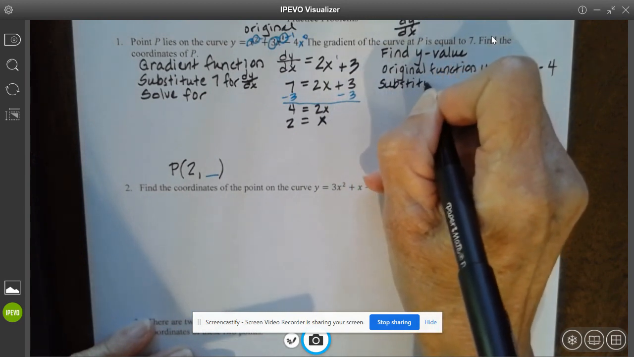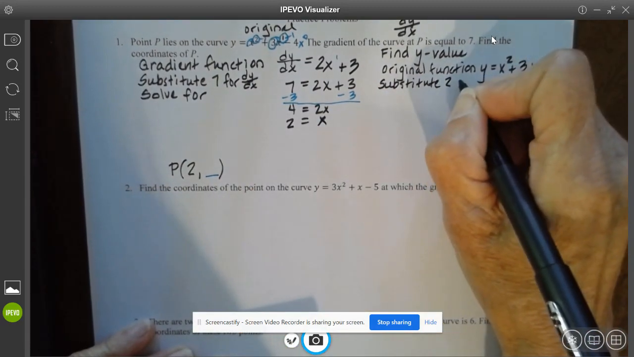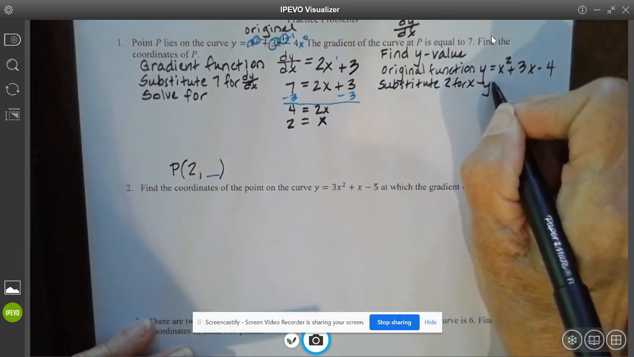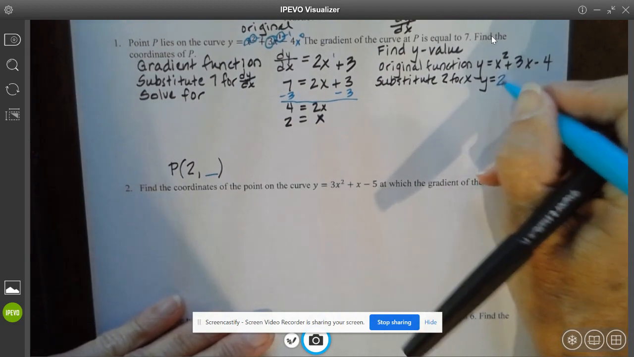I almost feel like I'm in class. 2 for x. I feel like I'm almost in class because I'm running out of room like I've done in class many, many times. So we're substituting 2 for x.